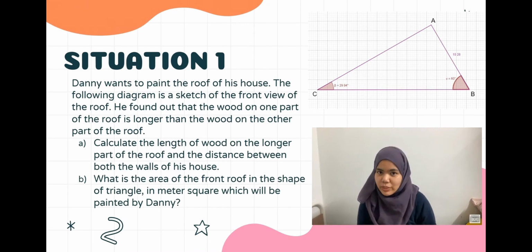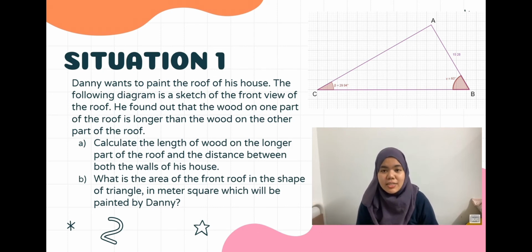After watching the Powtoon, do you remember Danny's situation? Well, let me read the situation again to you. Danny wants to paint the roof of his house. The following diagram is a sketch of the front view of the roof and also includes its lengths and angles. Then Danny found out that the wood on one part of the roof is longer than the wood on the other part of the roof.